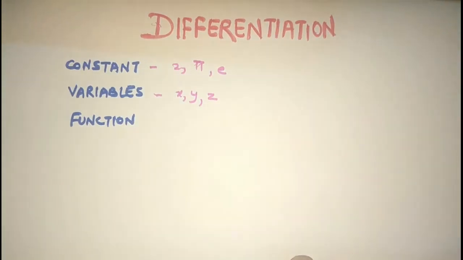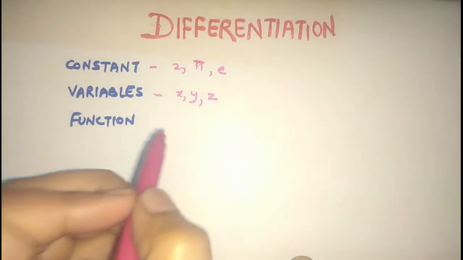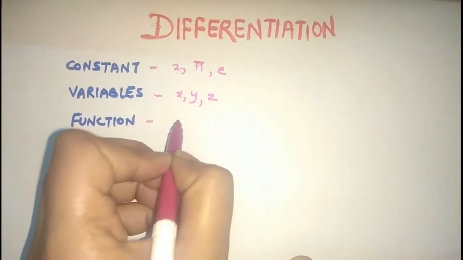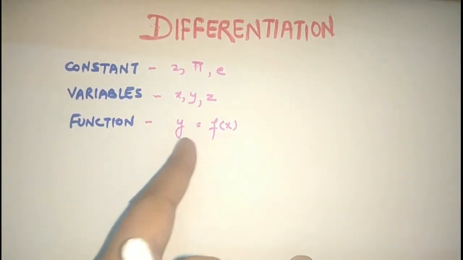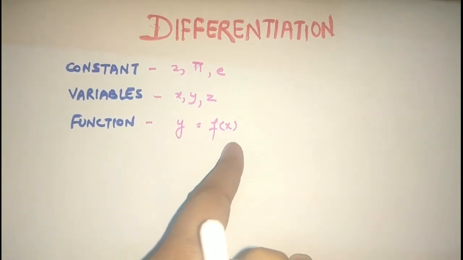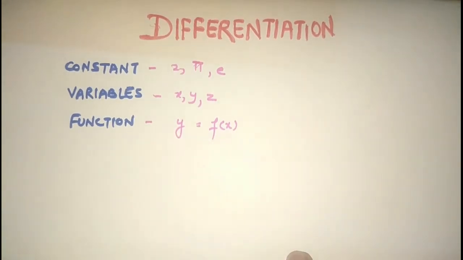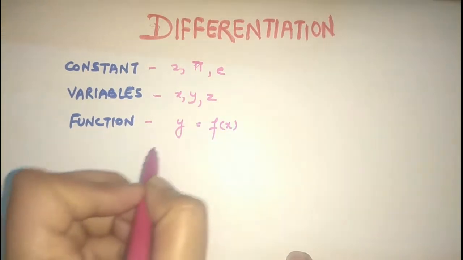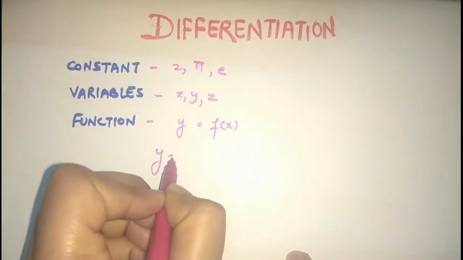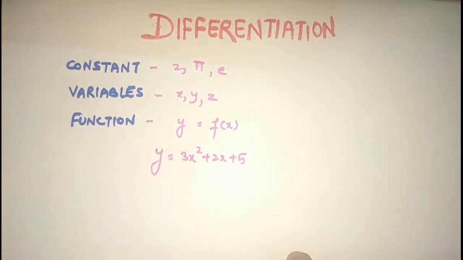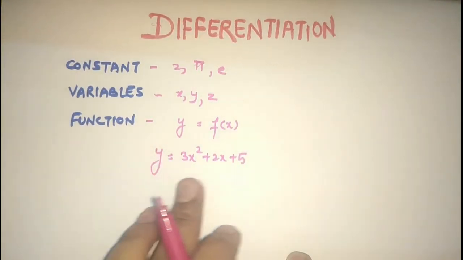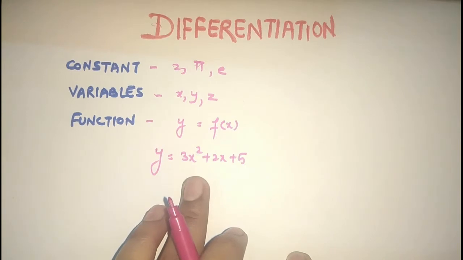Now what is a function? y is called the function of variable x. So we will write it as y equals f of x, when we write y in terms of x. Clear? Like we have an example, y equals 3x square plus 2x plus 5. This shows that y is a function of x.